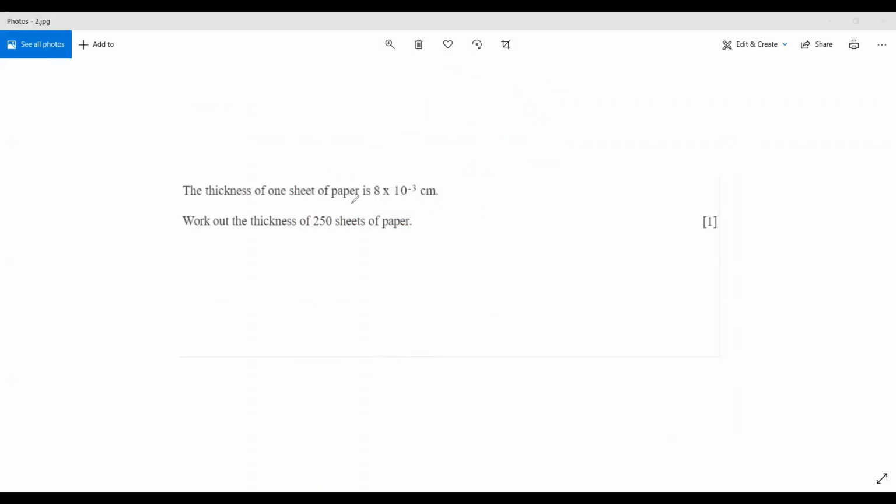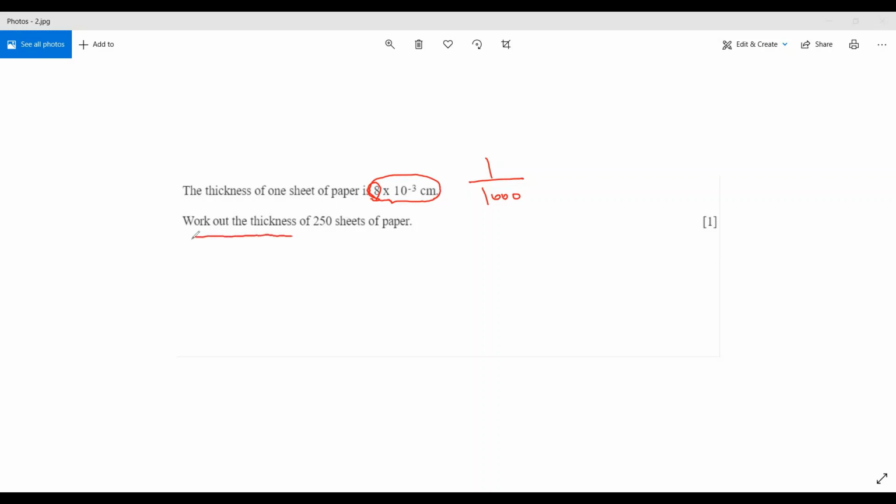Okay, the thickness of one sheet of paper is 8 times 10 to the power of negative 3. We haven't reached the indices chapter yet, but I believe from lower secondary you know what a negative index means. 10 to the power of 3 is 1000. If it's negative, it means 1 over 1000. Basically, you have to divide 8 by this value. However, you don't have to worry about that. The calculator takes care of it.